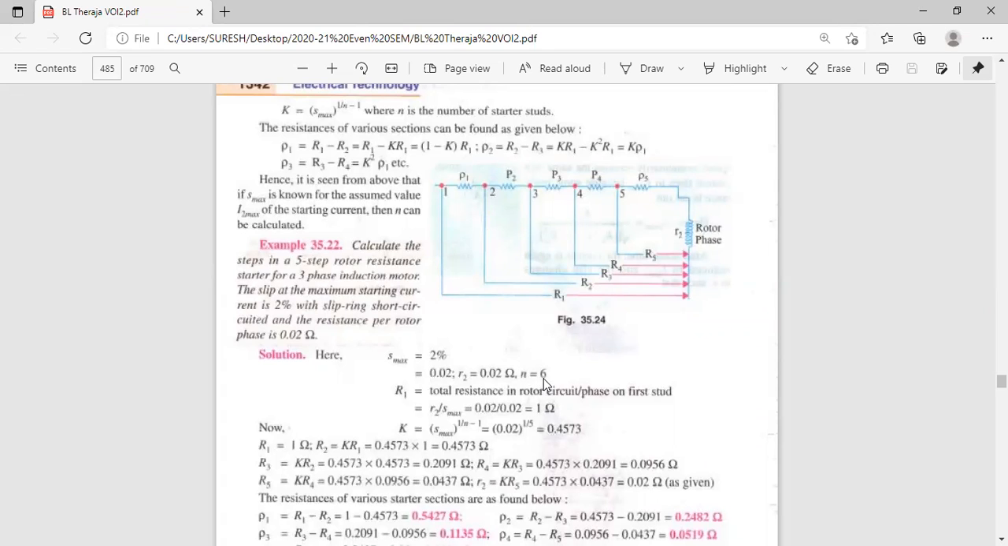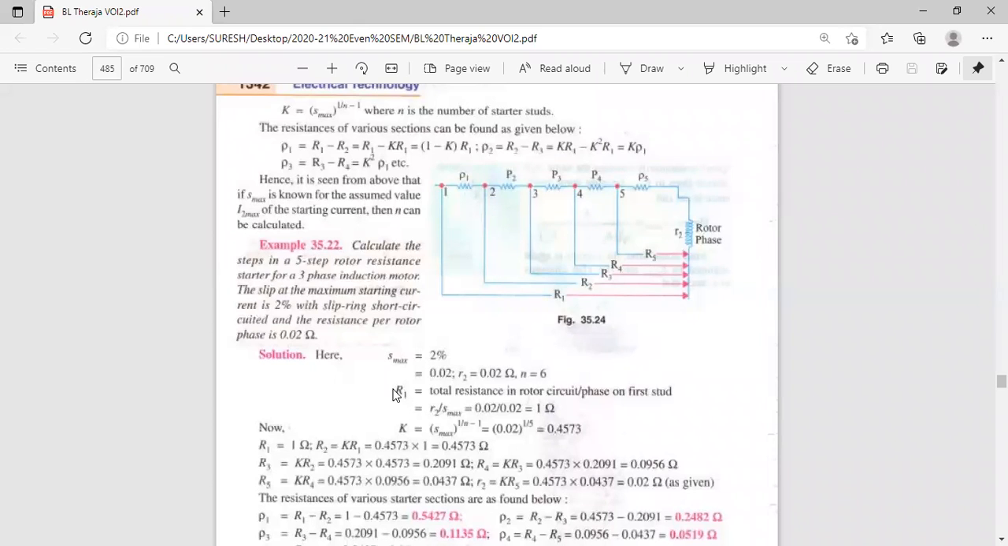Tell me if you're having N equal to 6. 5 steps means between 1 and 2, one step; 2 and 3, second step; 3 and 4, third step; 4 and 5, fourth step; 5 and 6, fifth step. 5 steps means N is equal to 6.